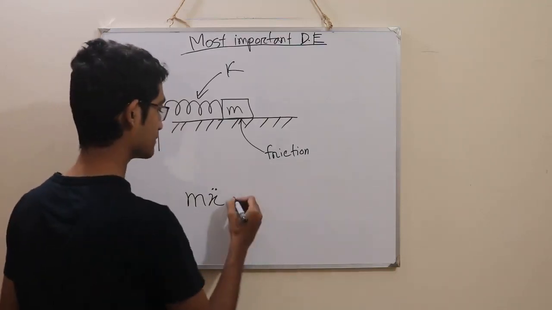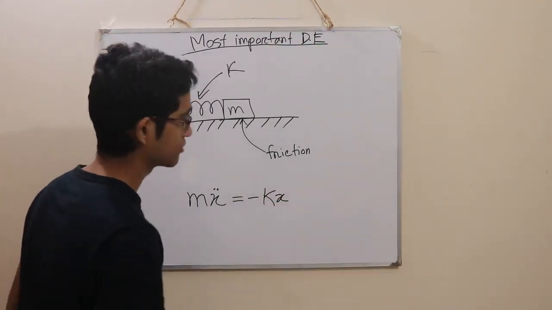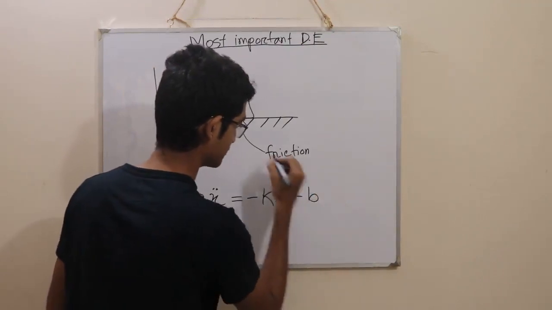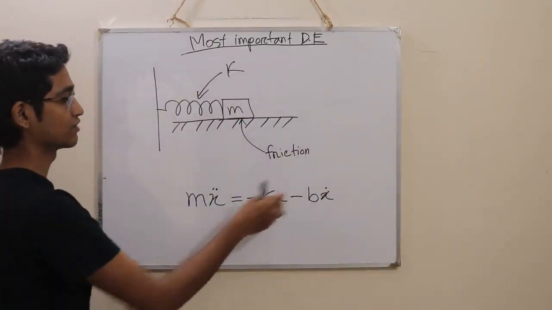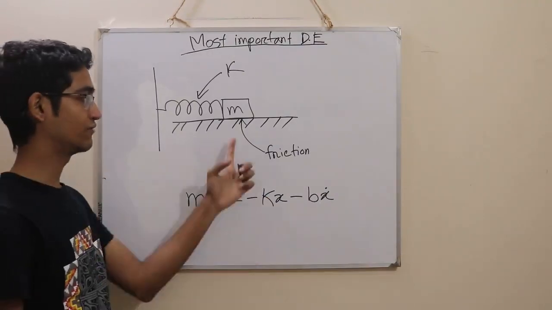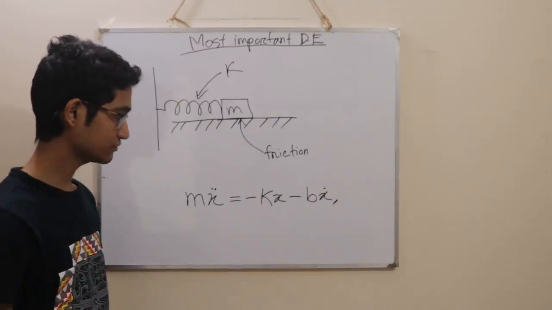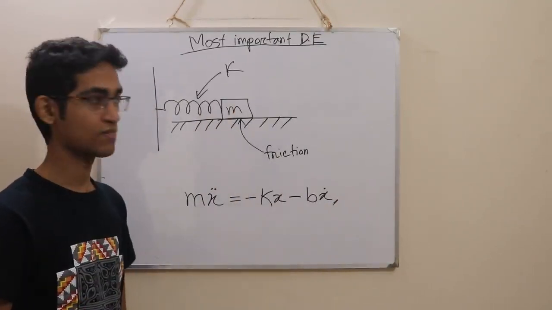Now who is contributing to this force? First, the spring is applying a force, and then the friction is applying a force. Now this friction force is dependent on the velocity. That's why there is a dot here. This is the equation that describes a damped harmonic oscillation.